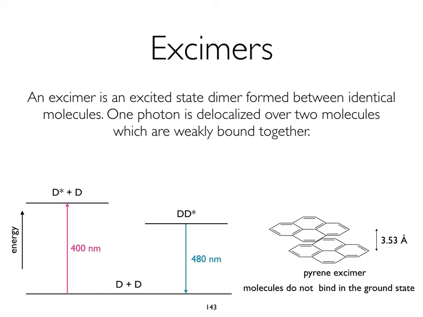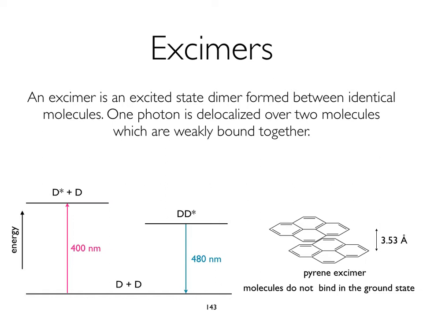If I look at an excimer, quite literally it means an excited state dimer. So in my ground state, I have two separate, completely unassociated molecules. However, when I excite one of those molecules, there is a lower energy form, which is when I start to get that excited state shared across two molecules. So one excited state gets shared between two molecules, and overall I end up with a lower energy state.